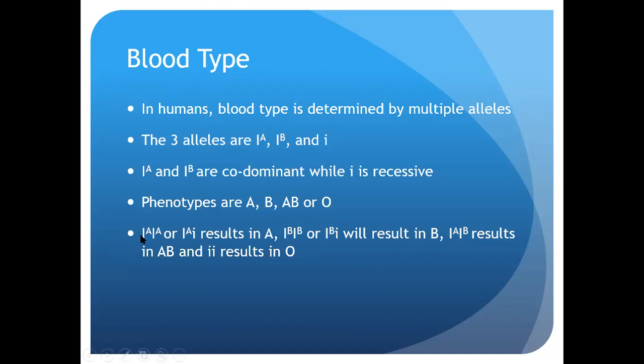Okay. So if you have both uppercase A's or an A and a lowercase i, that would result in the A phenotype. If you have both B's or a B and an i, then again, the B is dominant over the i, just like the A is dominant over the i. So those would all be B phenotypes. Obviously, AB results in an AB blood type. And if you don't have A or B, that's how you get the O. Since it's recessive, you have to have 2 recessive copies. As soon as you have a dominant version in there, you won't get the recessive traits showing through.